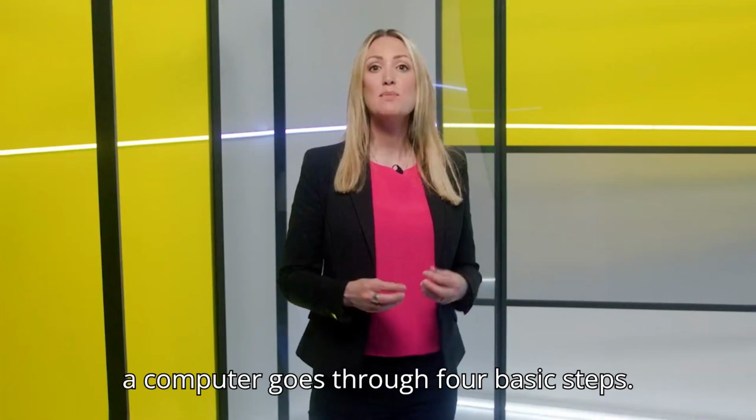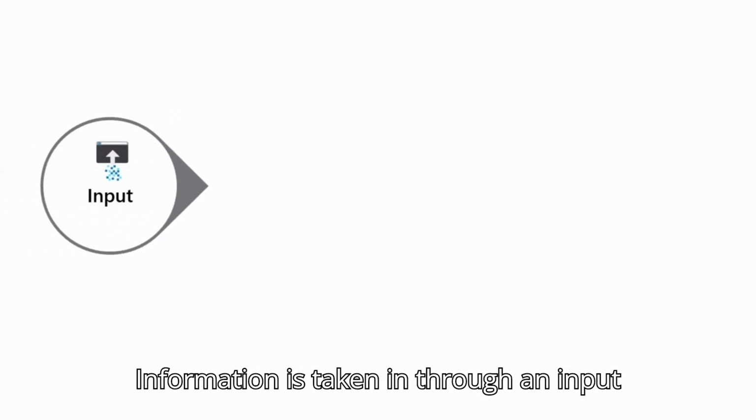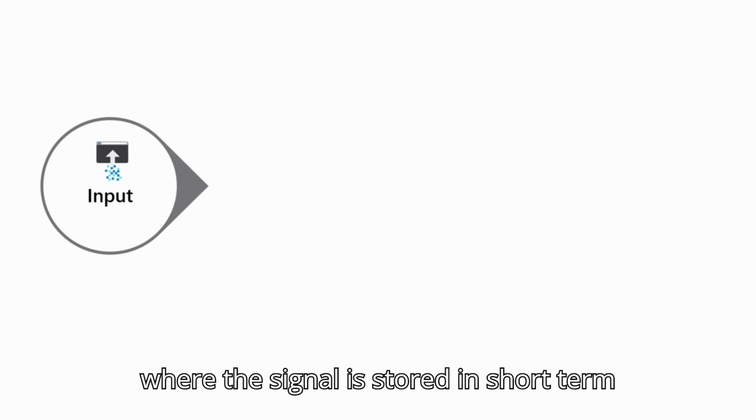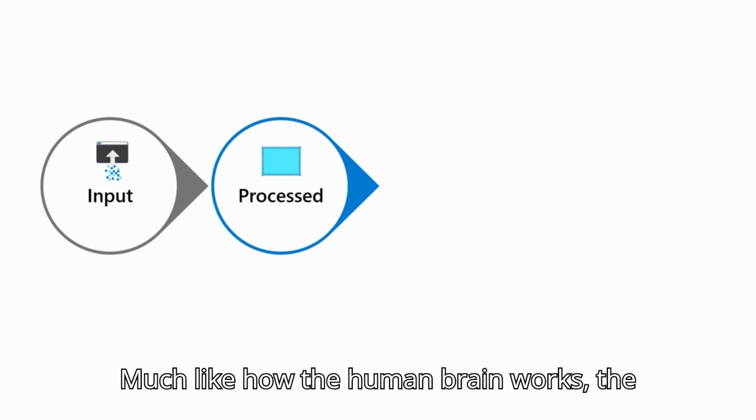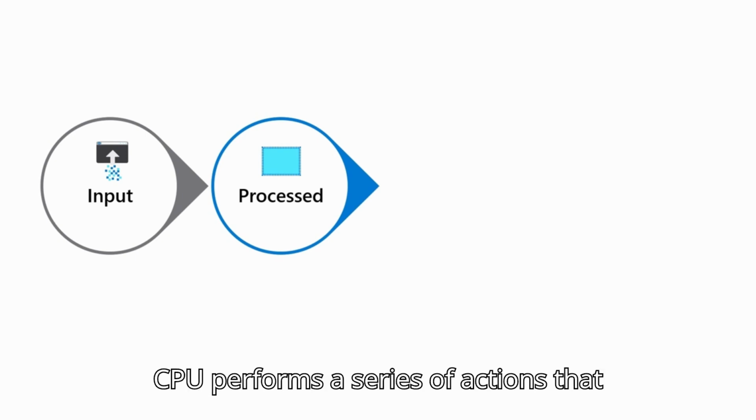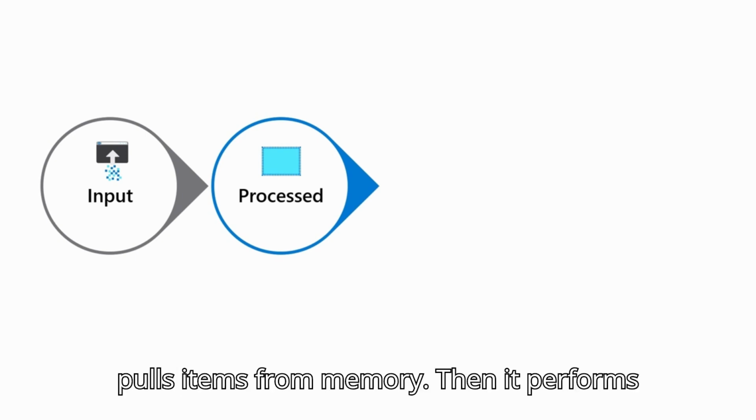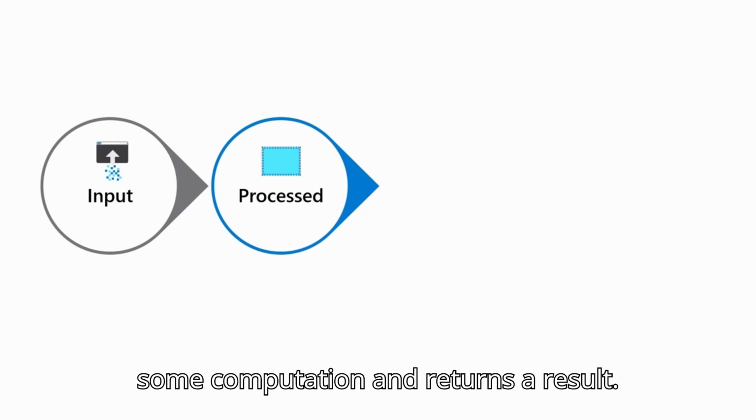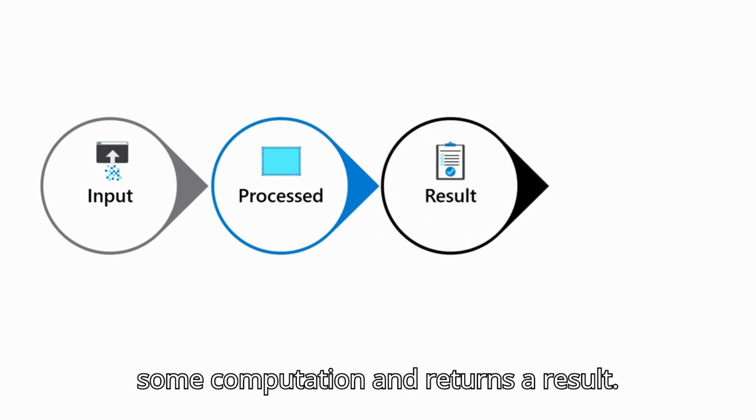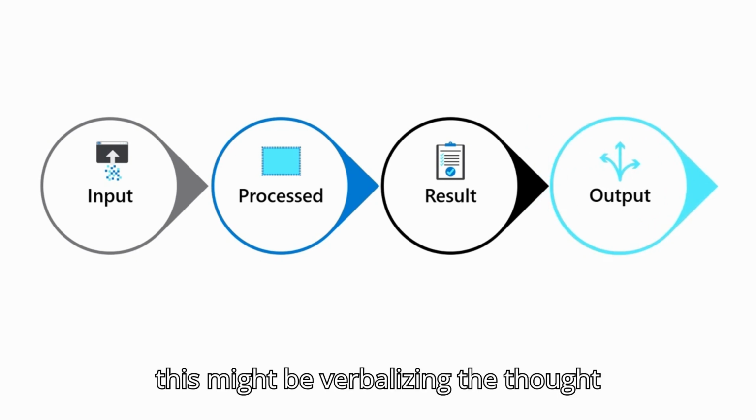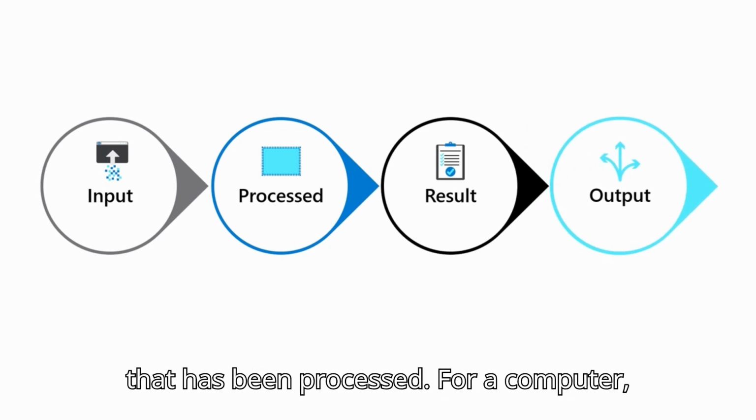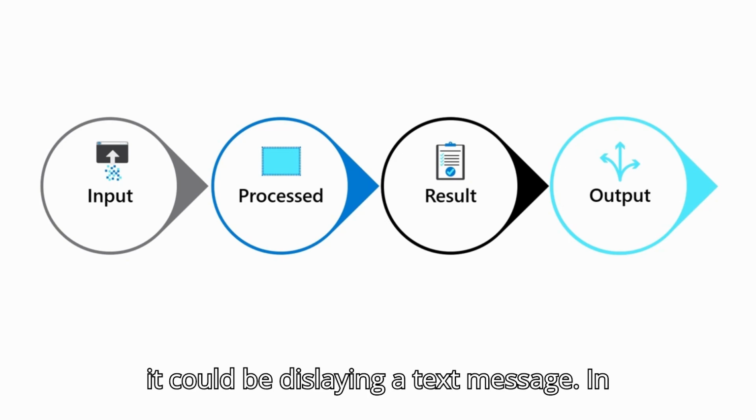To summarize, a computer goes through 4 basic steps. Information is taken in through an input where the signal is stored in short-term memory before being processed by the CPU. Much like how the human brain works, the CPU performs a series of actions that pulls items from memory. Then it performs some computation and returns a result. The final step is the output. For humans, this might be verbalizing the thought that has been processed. For a computer, it could be displaying a text message.